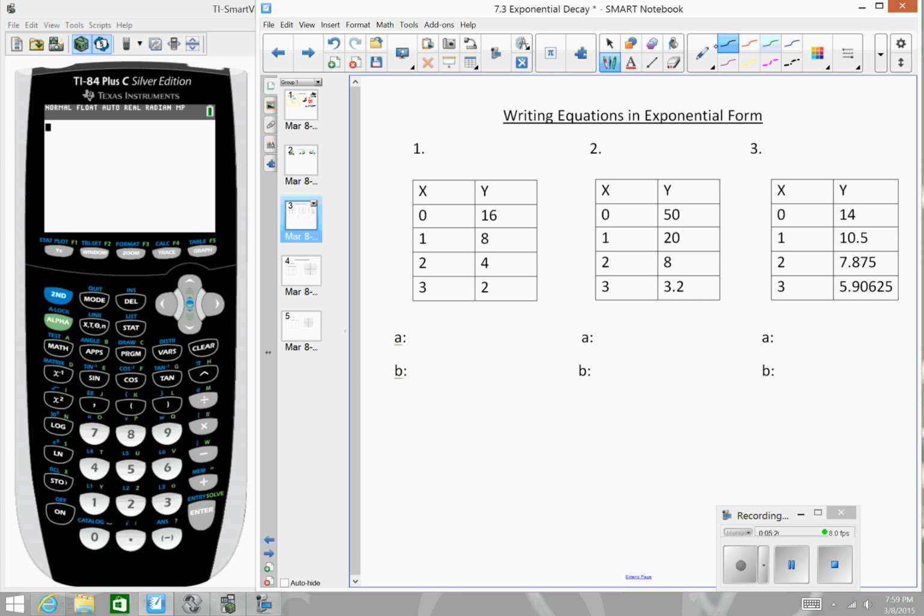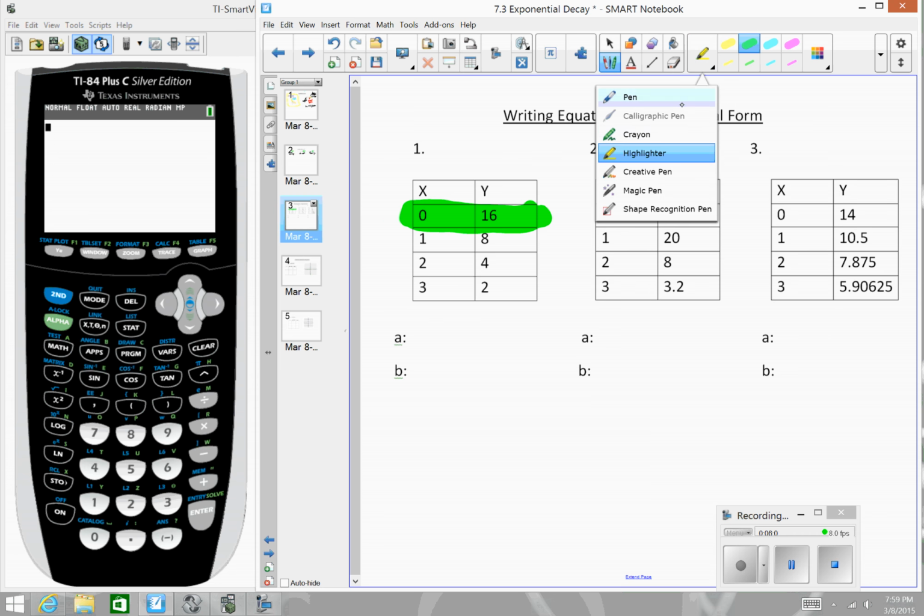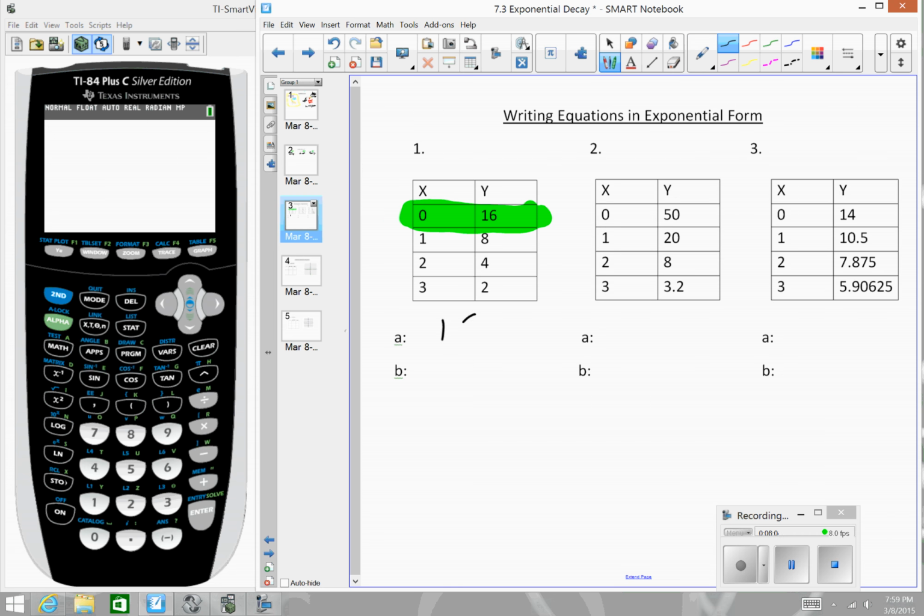So the easy one is a, right? The easy one is just to say, okay, which number or which ordered pair has 0 as the x coordinate. So if you're looking at this first example, 0 is the x coordinate. The whole purpose here is that we want to write an equation in exponential form given a table. So we're given a table, and 0, comma 16 is our ordered pair that we're looking for. So our a value is going to be 16.